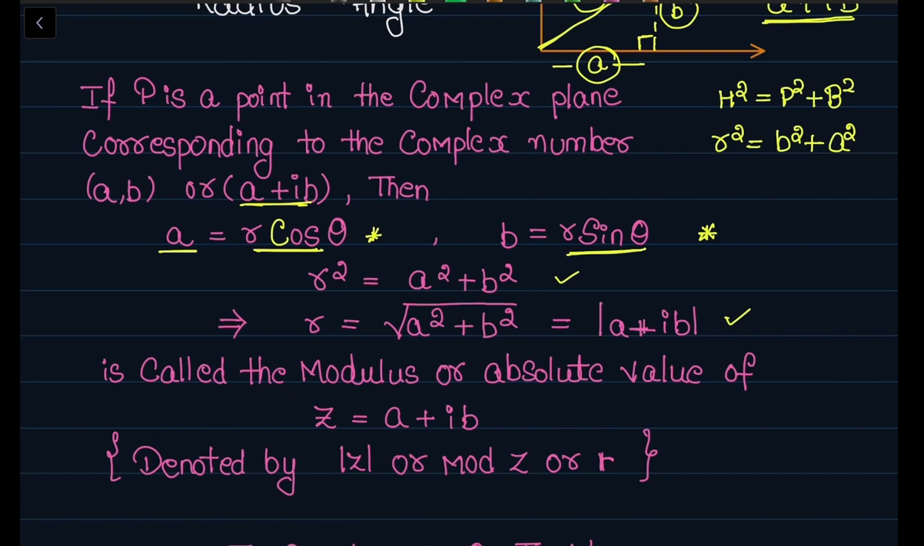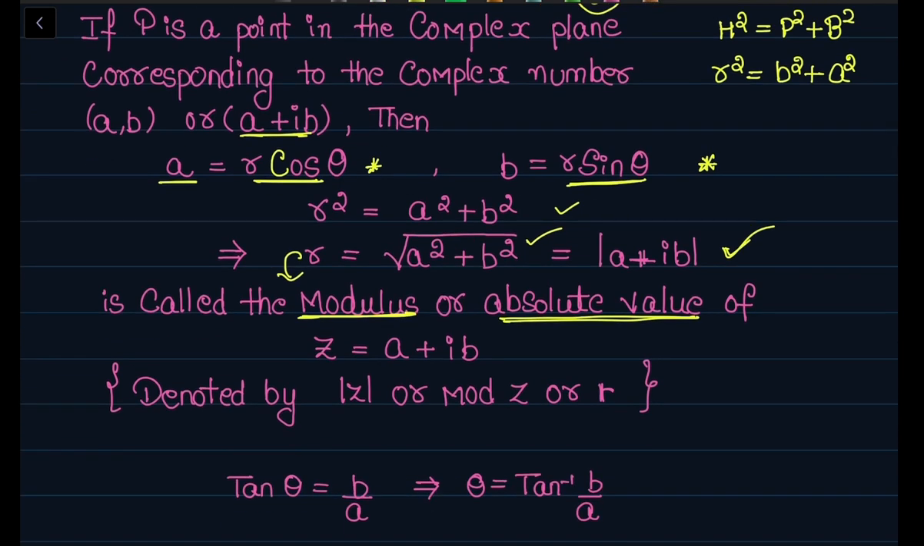That's why I have written that to be mod of a plus iota b, where r is what? R को हम कहते हैं modulus. R is also called the modulus. So whenever the question comes to you, find the modulus of the complex number or the absolute value of the complex number, then what you have to do, you have to find the r. And what is the r? R is the mod of a plus iota b, or you can say under root a square plus b square. This is your r over here.